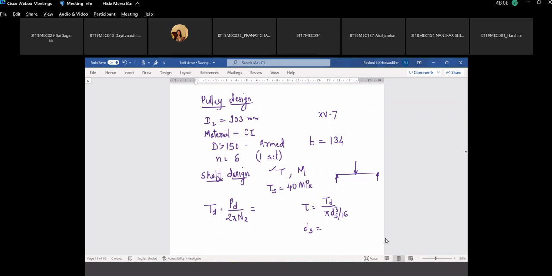I know I'm going very fast. If you have doubts, feel free to ask me, interrupt me in between. If anybody is not getting these answers. TD is coming out to be 83.5. Isn't that too small? 525 looks correct. You have to use N2, RPM of the larger pulley, 300 RPM, 525 Newton meter.